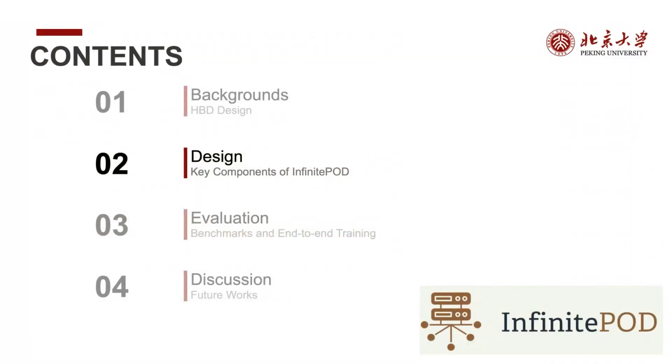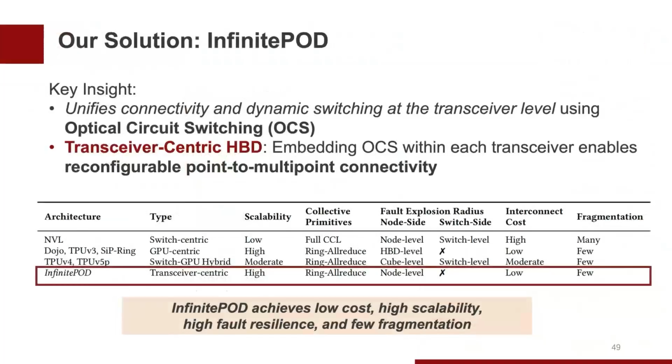And then let's look at our key design components. Based on these design principles, we have the key insight: we can solve the fundamental limitations by unifying the connectivity and the dynamic switching at the transceiver level using the OCS. Previous solutions either had just the connectivity or the dynamic switching. We found that if we can unify both at the transceiver level, we can solve the issue.